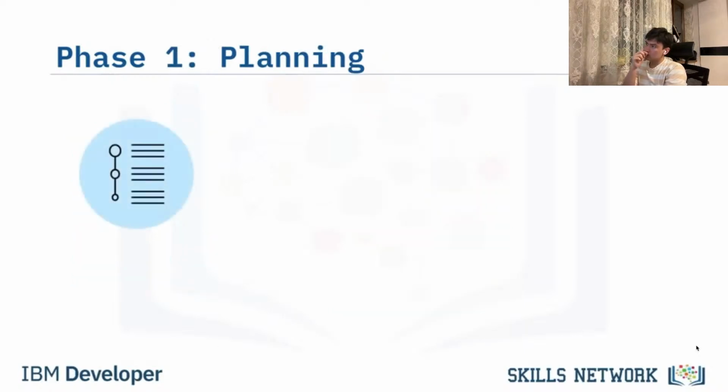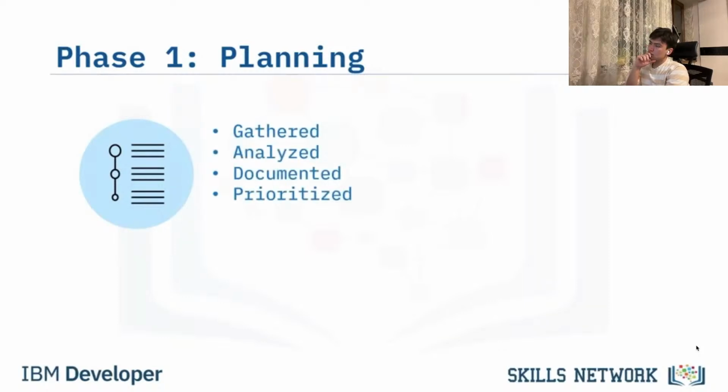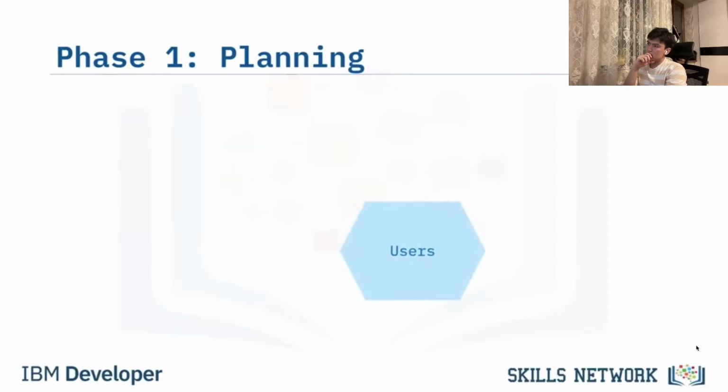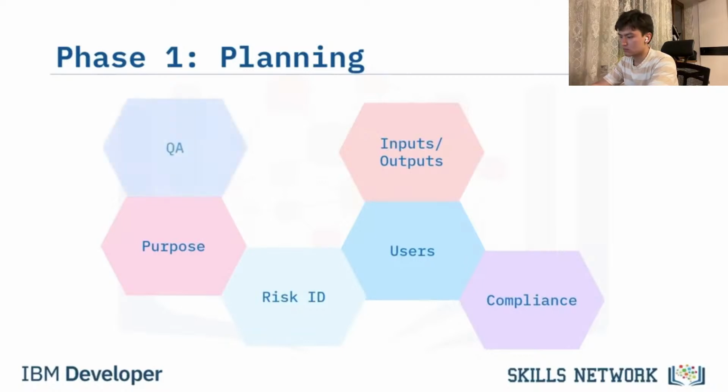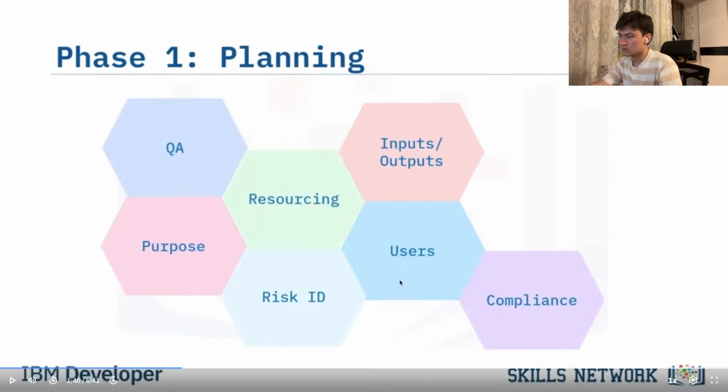In the first stage of the SDLC, the planning phase, requirements are gathered, analyzed, documented, and prioritized. When planning a software solution, the following factors must be considered: users of the solution, the overall purpose of the solution, data inputs and outputs, legal and regulatory compliance, risk identification, quality assurance requirements, allocation of human and financial.